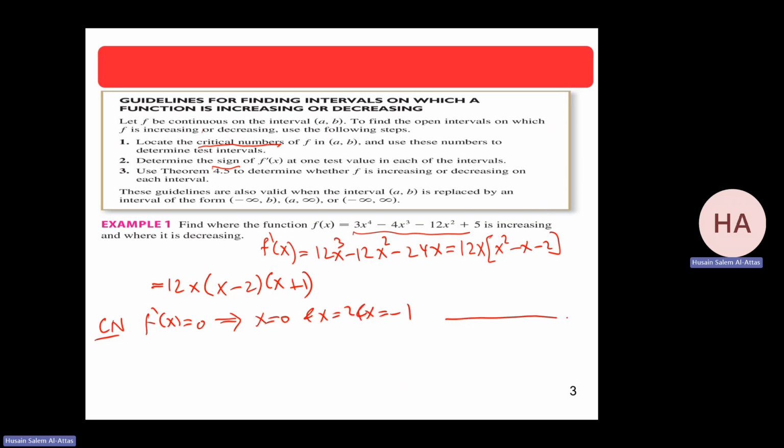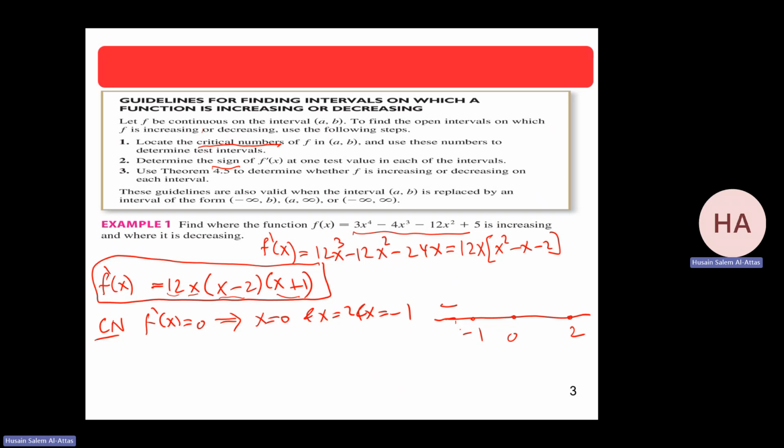So I'll take the number line. I have minus 1, 0, 2. This is f prime, and we need to check the sign of that function. I have 4 regions, 1, 2, 3, 4 regions. So take a value in the region before minus 1, say minus 2. This is positive, this is negative, this is negative, this is negative. Negative times negative times negative times positive will be negative.